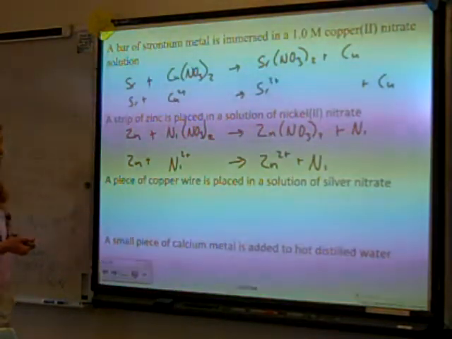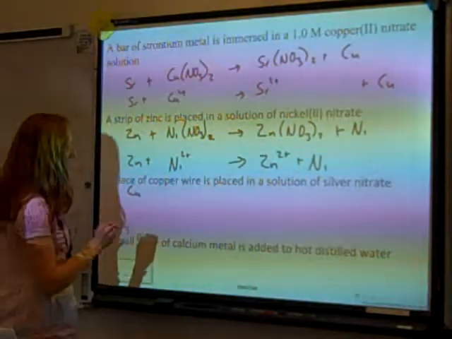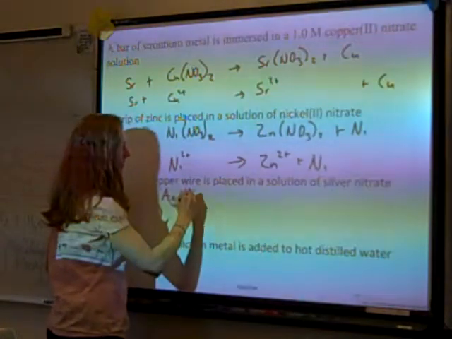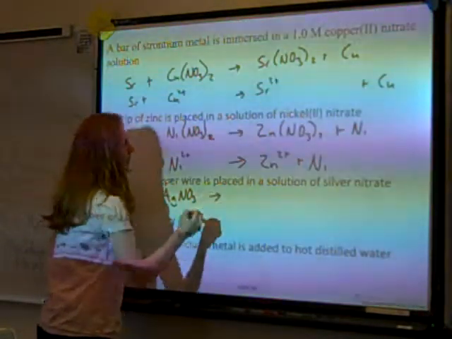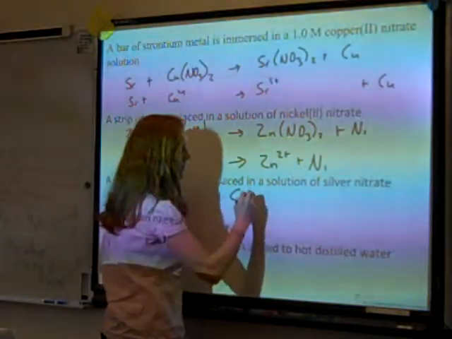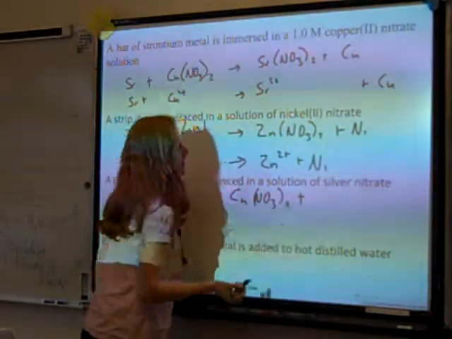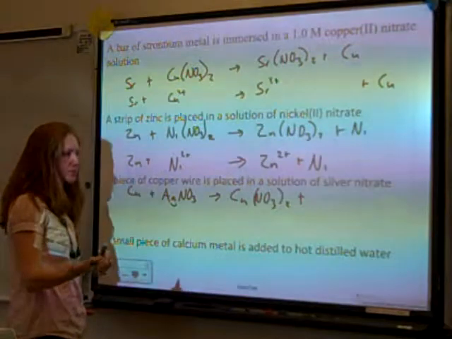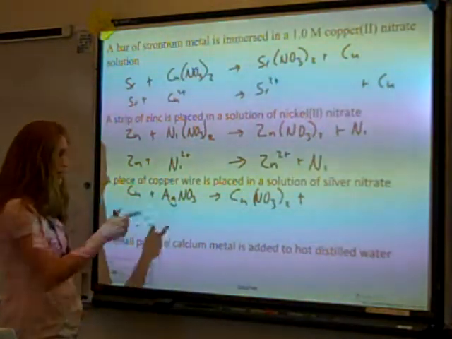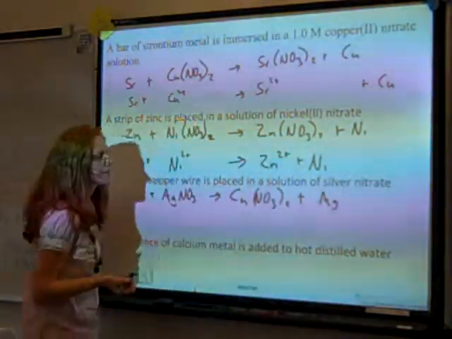Then next, I have a piece of copper wire, Cu, placed in a solution of silver nitrate. Silver always forms a 1+, nitrate 1-. And then I know my products are going to be, copper tends to form a 2+, so Cu(NO3)2. You just get that from, when you think of copper, the most common solution you think of is copper 2 sulfate. So maybe just having seen that, that's how it's usually existing.